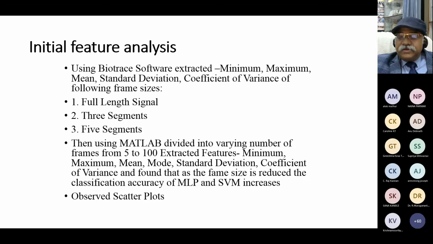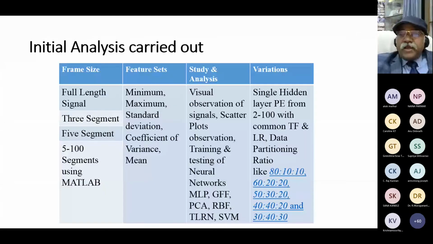By doing that, scatter plots for different features, statistical features like maxima, minima, mode, standard deviation, covariance, were made, and then using soft computing techniques like MLP and SVM, it was checked. So the initial analysis details are given here.